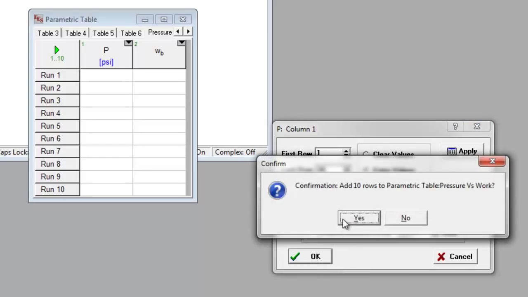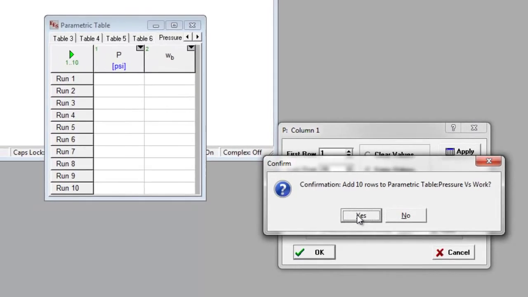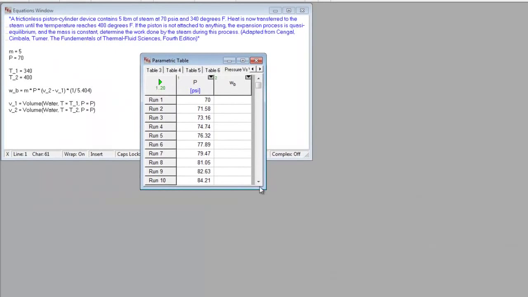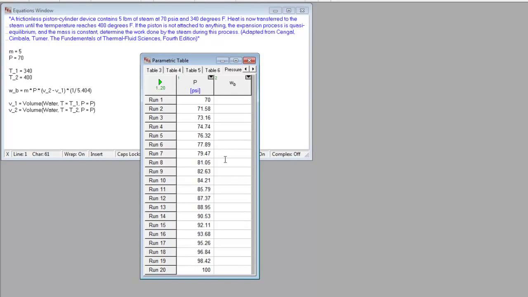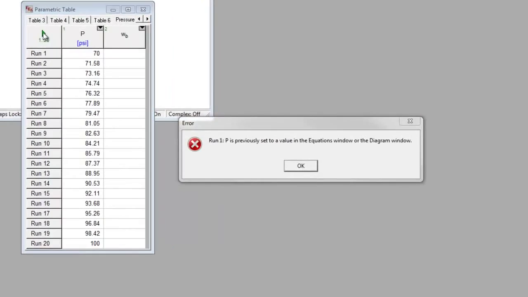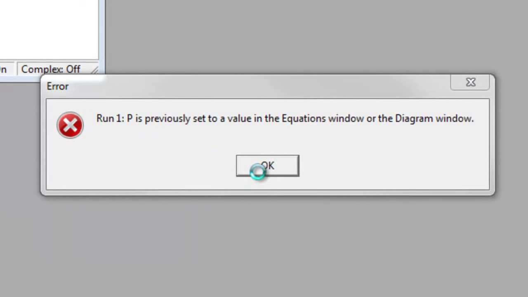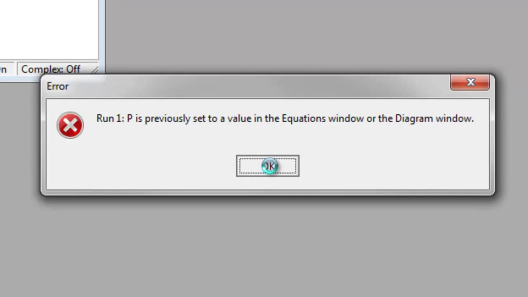It's going to ask you if it's okay to add 10 rows to the parametric table. Say yes. Let's expand this so you can see the whole thing. And from here, all you need to do is press this green button, and we have an error. Run 1. P is previously set to a value in the equations window or the diagram window. I'm going to show you how to fix this. Just click OK.